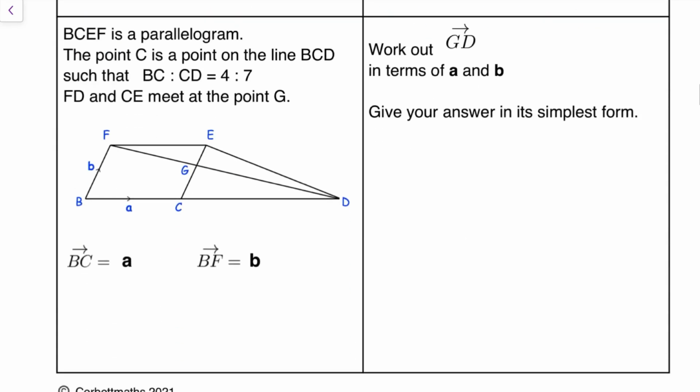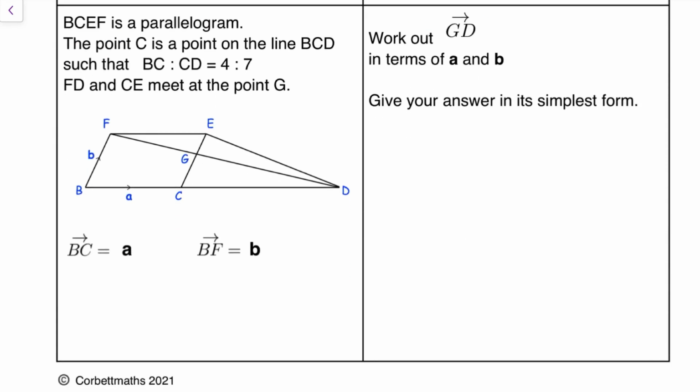Next question. Right, final question, vectors, excellent. What do we have? So BCEF is a parallelogram.